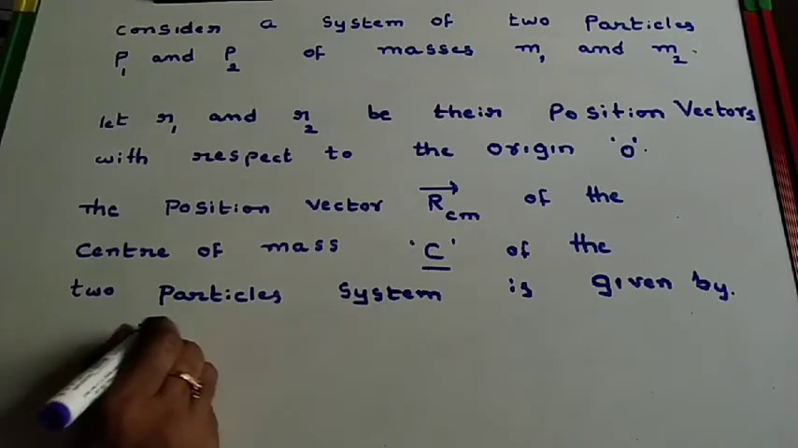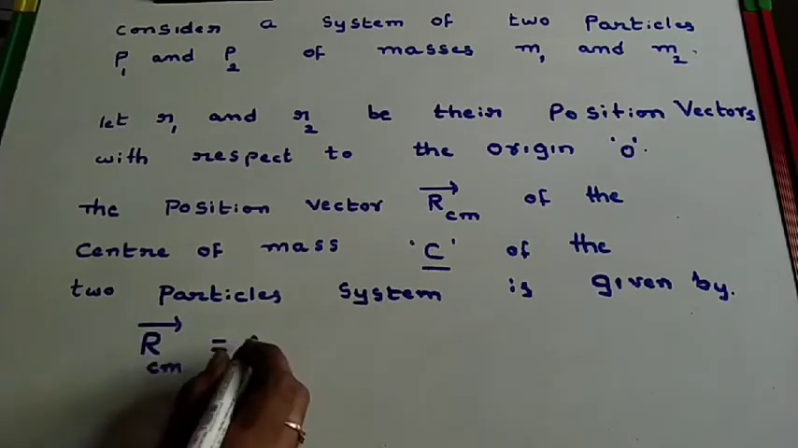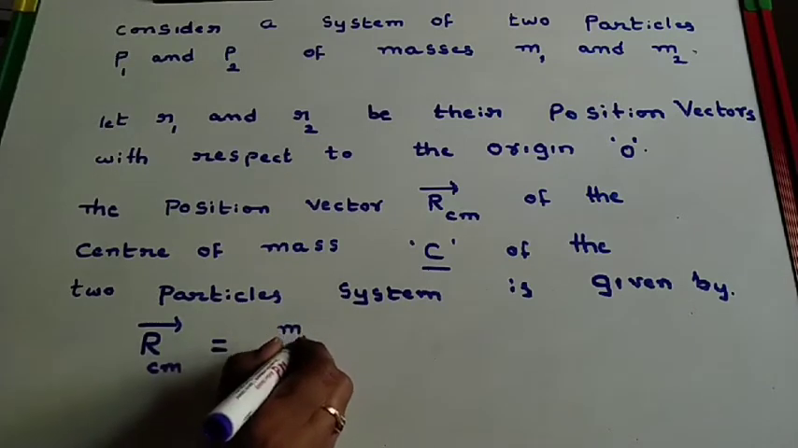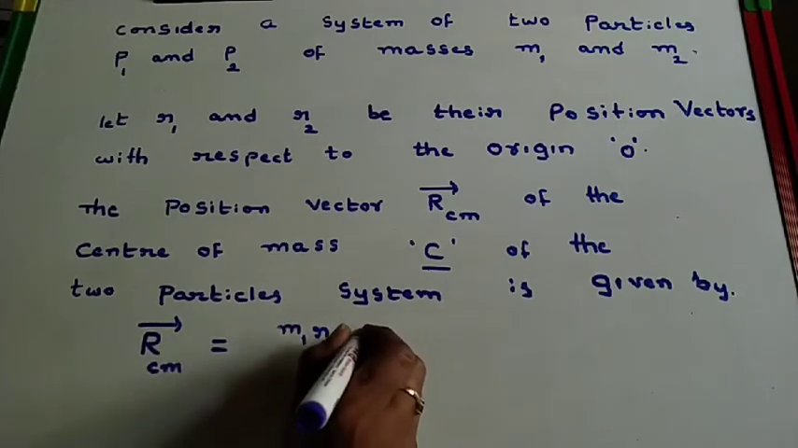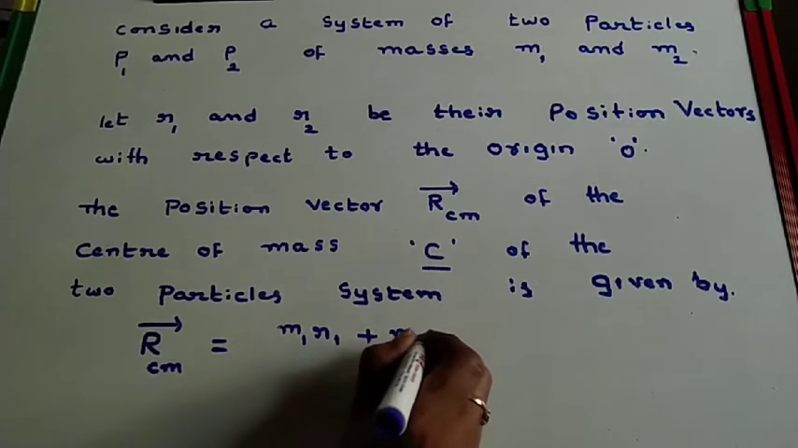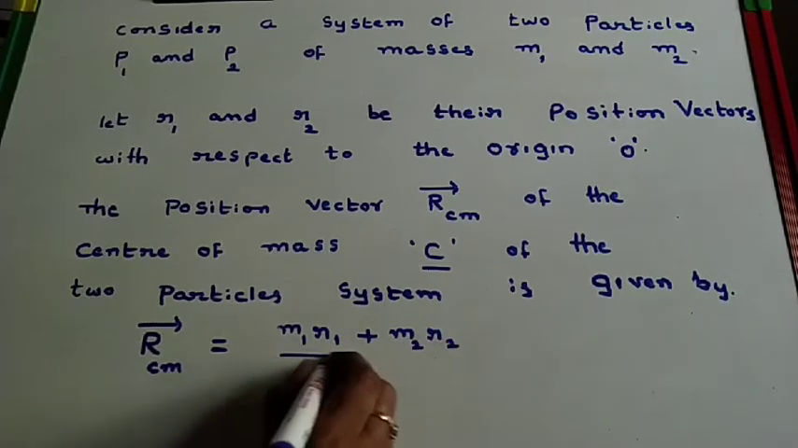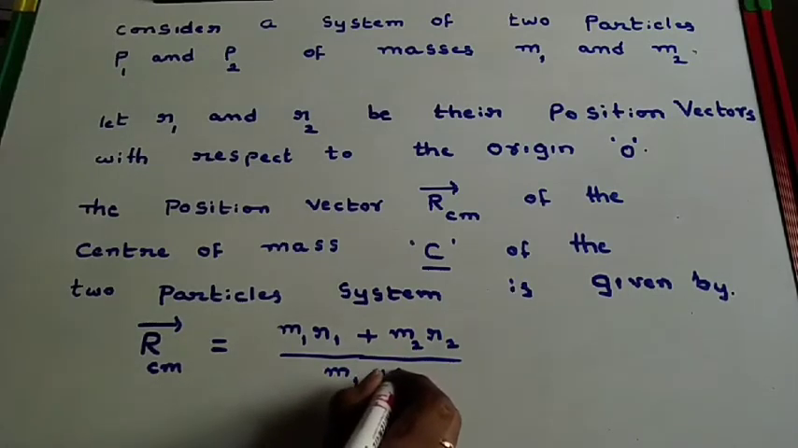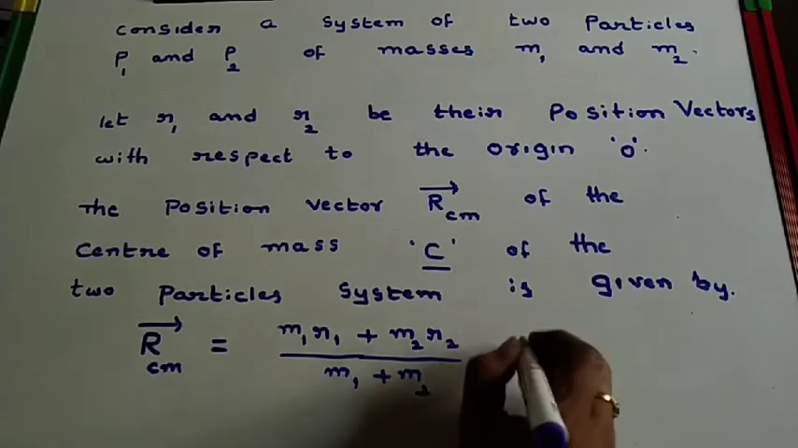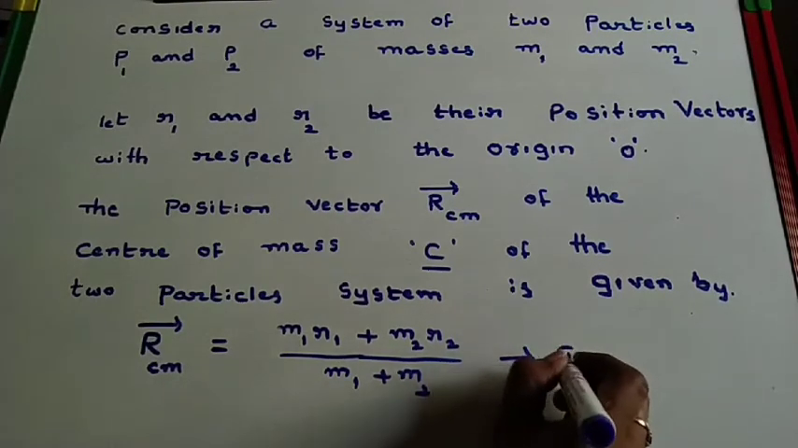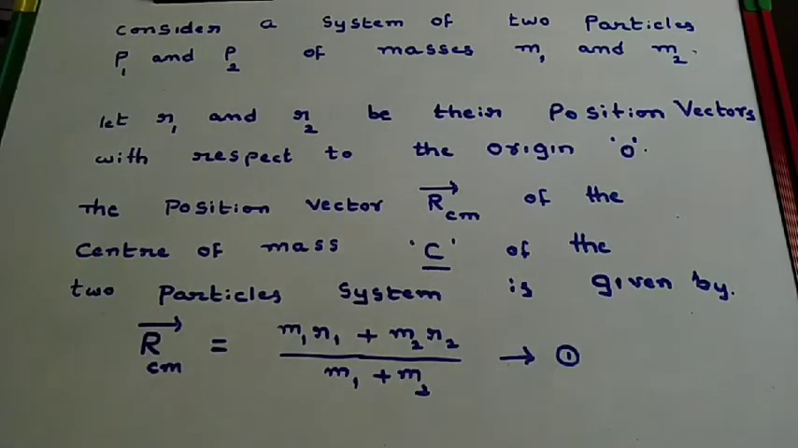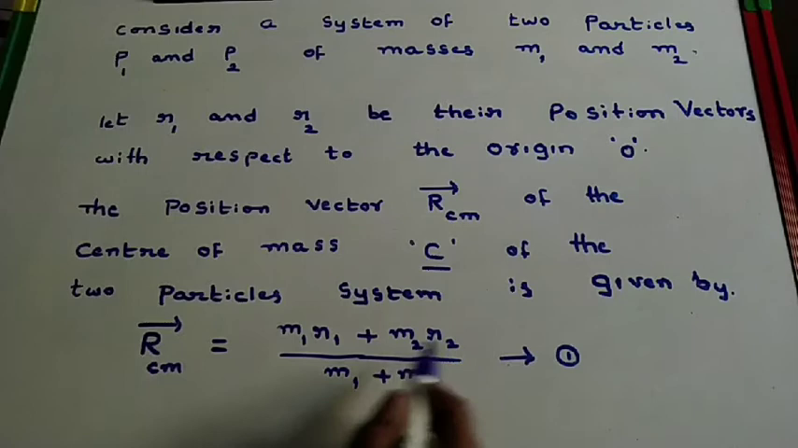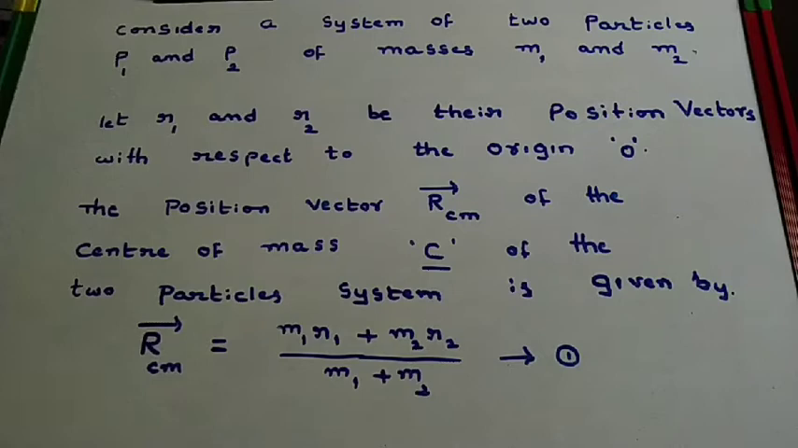RCM is equal to m1 R1 plus m2 R2 whole by m1 plus m2. Consider equation number 1. Once again, RCM is equal to m1 R1 plus m2 R2 by m1 plus m2, equation number 1.